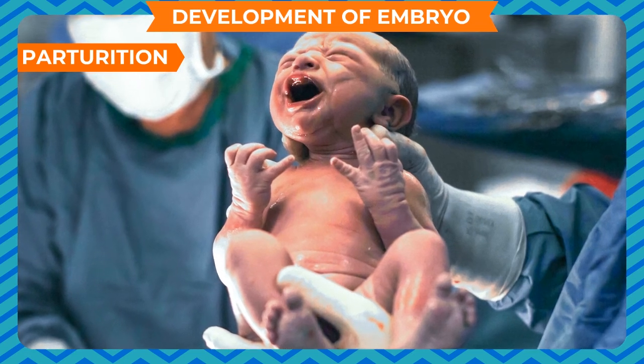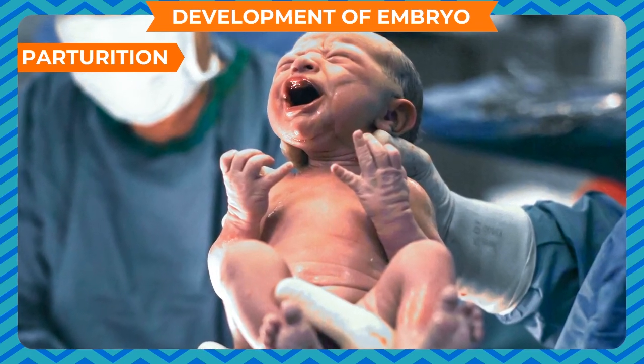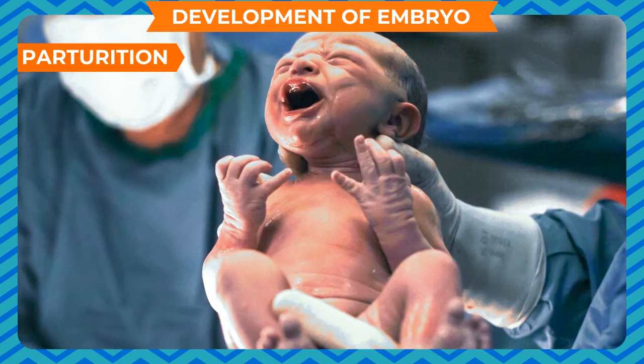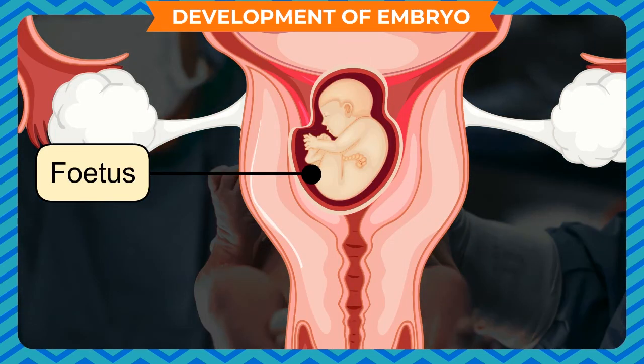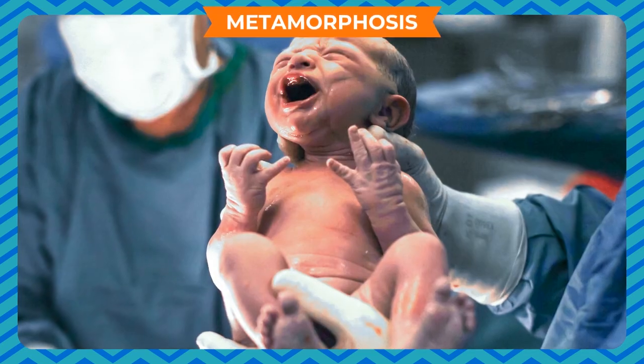Parturition. Parturition means the process by which the baby is born or bringing forth a child from the uterus. At the termination of pregnancy, the uterus becomes progressively more excitable until finally it begins strong rhythmic contractions with such force that the baby is expelled.